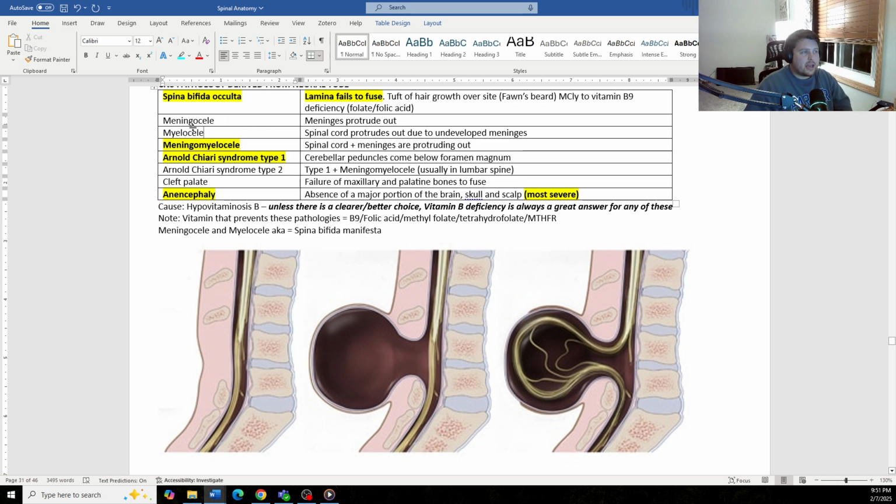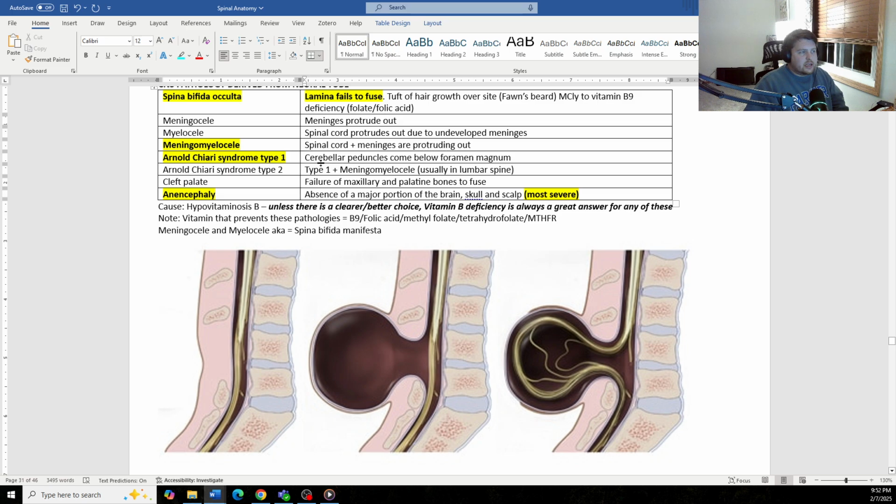We have a myelocele. Myelocele is when you have the spinal cord protruding out from the undeveloped meninges. If we have both of these happening at the same time, we'll call that a meningomyelocele. That is both the meninges and the spinal cord protruding out. Additionally, we have two other conditions. We have Arnold-Chiari syndrome. We have type 1 and type 2.